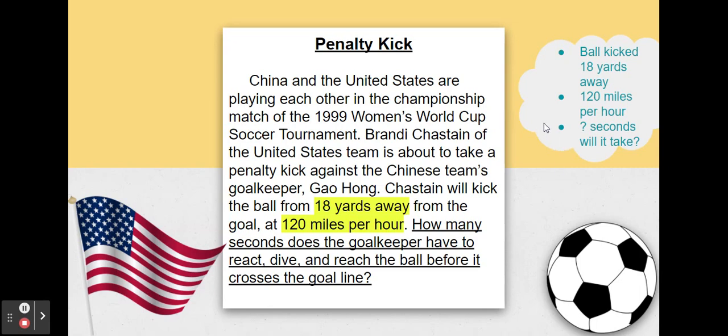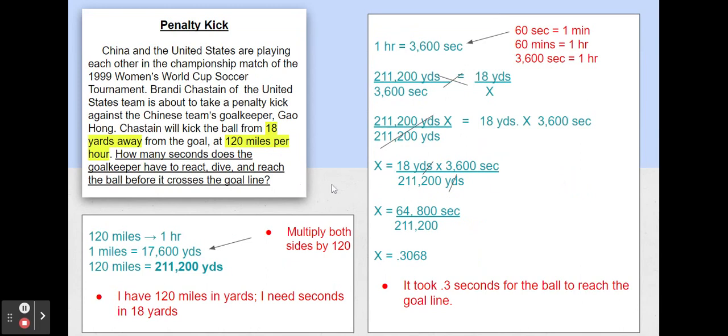And up here, I've also bullet pointed some of that important information and the question that I need to answer. So I need to keep this in mind while I am solving my problem. And I have kept my word problem up here so I can glance back at it as I solve and remember what I am trying to solve for.